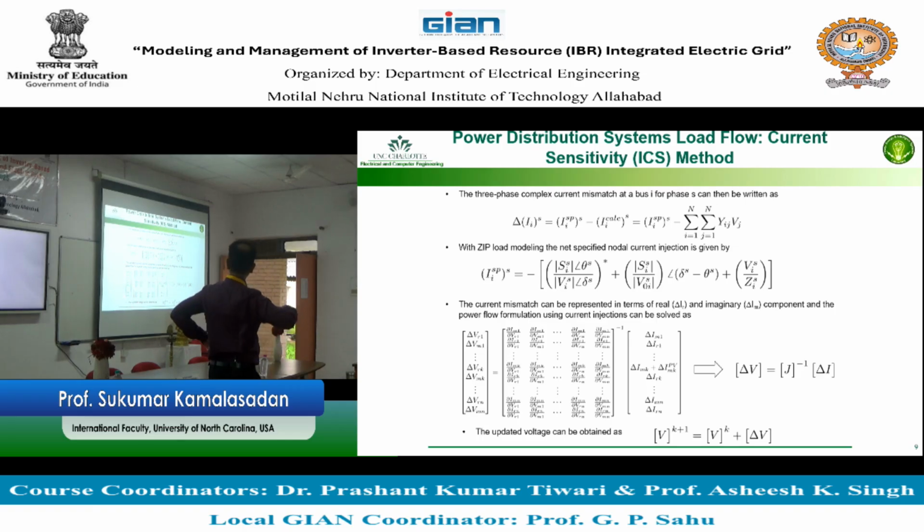Okay. How do you reduce that mismatch? Well, if you know the mismatch in the current, you can use this Jacobian and find the mismatch in the voltage. Now, once you know the mismatch in the voltage, you can update the voltage of the bus. Is this what we were doing in forward backward? Yes, this is exactly what we were doing in forward backward sweep.